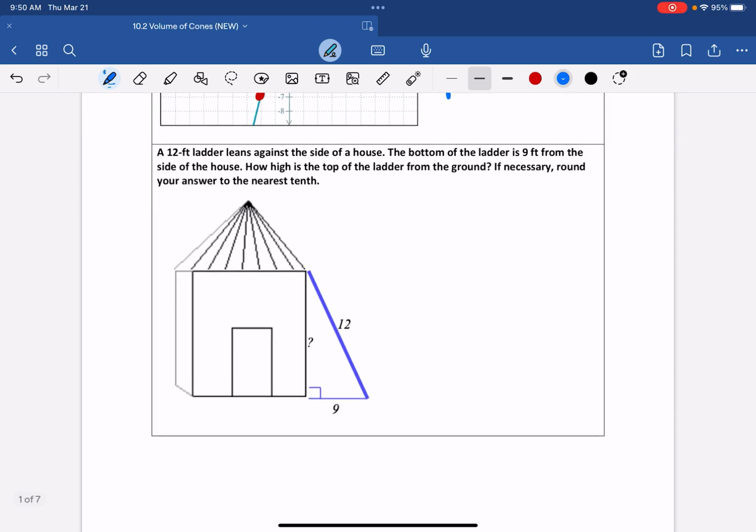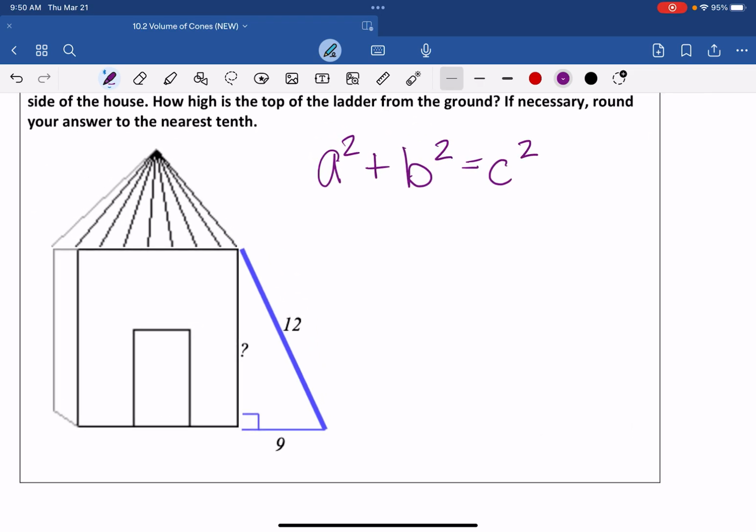Okay, move down to the next question. This is asking you to find the missing side of this triangle, so we'll need to use the Pythagorean theorem. So remember, that's a squared plus b squared equals c squared. So if I look at my picture, my hypotenuse is the c, and then these other 2 sides don't really matter if they're a or b. So I'm going to do 9 squared plus b squared equals 12 squared.